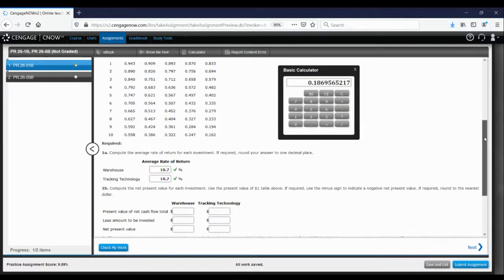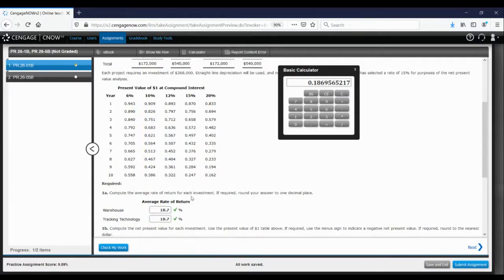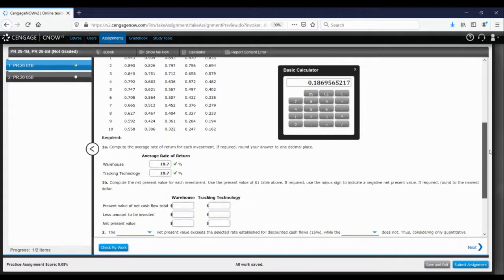So if we were evaluating this proposal, both of the proposals have the same average rate of return, so we would move to another form of measurement to evaluate the warehouse and the tracking technology further. And so that's where we're going to move to the part of this problem where they have you calculating the net present value of each one of the investments.